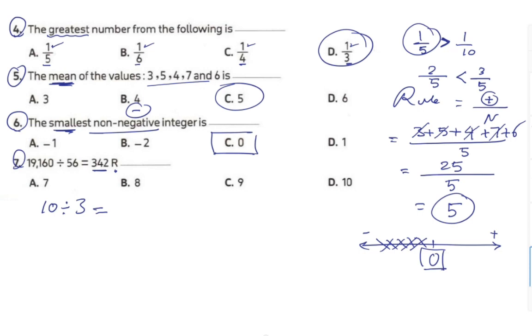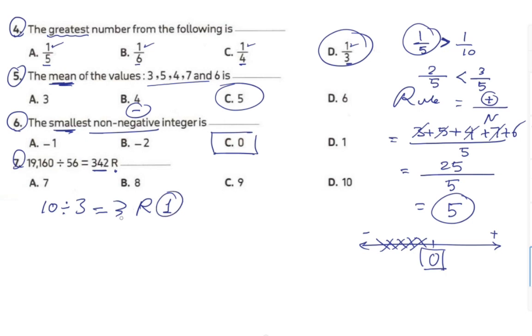Oh, 10 divided by 3. I know that 9 divided by 3 equals 3, right? Why? Because 3 times 3 equals 9. But after the 9, from 10, you have a remainder of 1. Now, if I don't know this 1, how do I find its value?